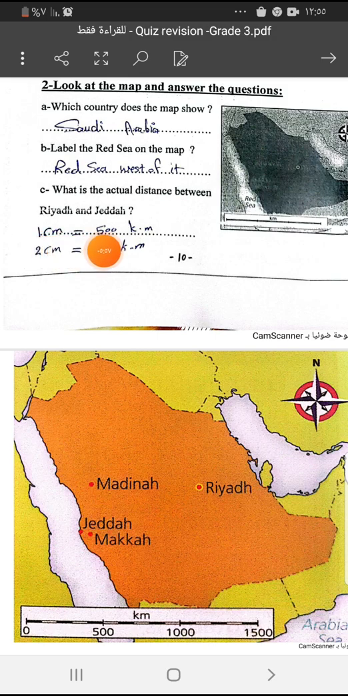So the first step is to explain the scale. The scale says that 1 centimeter equals 500 kilometers. If you have a ruler and measure the distance between Jeddah and Riyadh, you will find it 2 centimeters. So the 2 centimeters will equal 1000 kilometers. This question will be the same as this in the quiz if it comes.